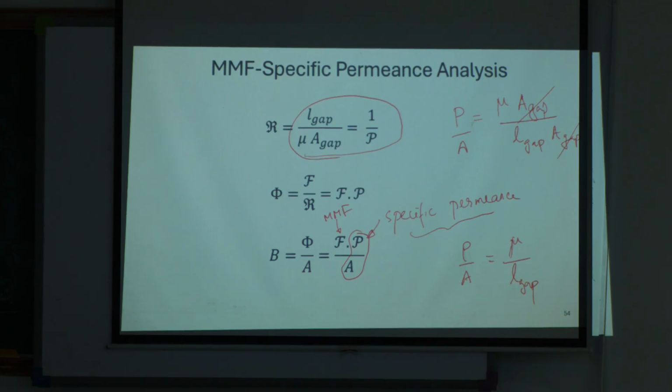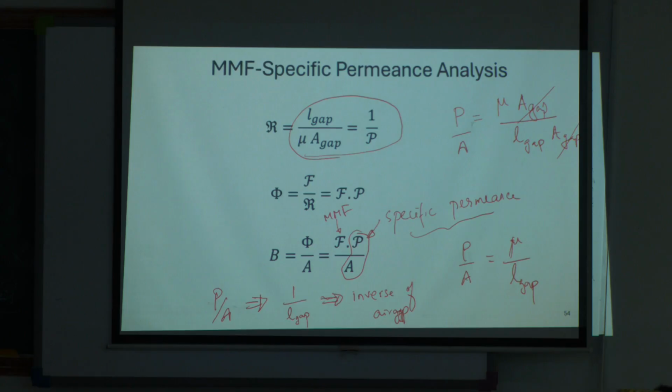What is mu? Mu is a constant. So I can say that the specific permeance depends entirely upon the inverse of my air gap length. This is an important relationship. It depends entirely upon one over the gap, which is nothing but the inverse of the air gap length. Is everyone in agreement with what I have said?